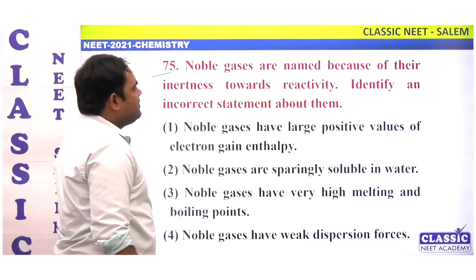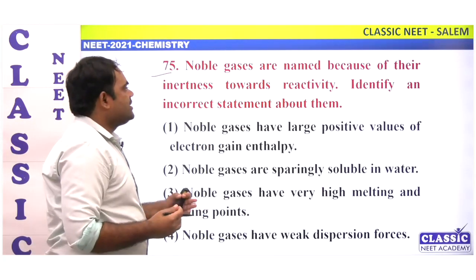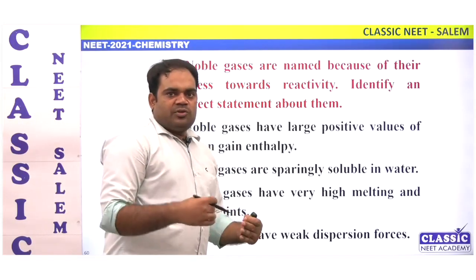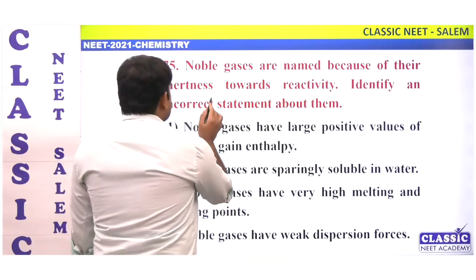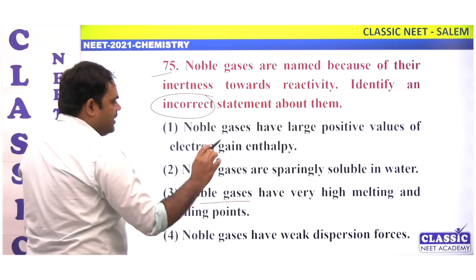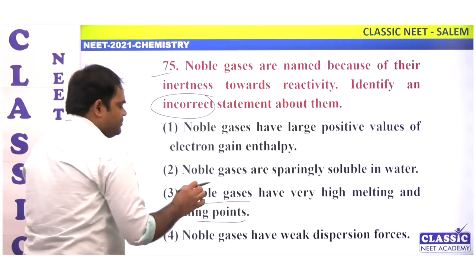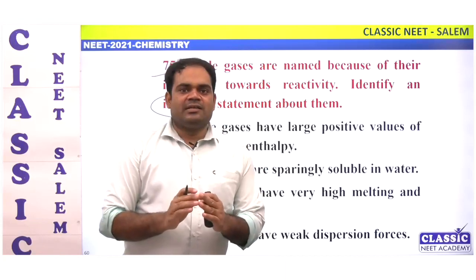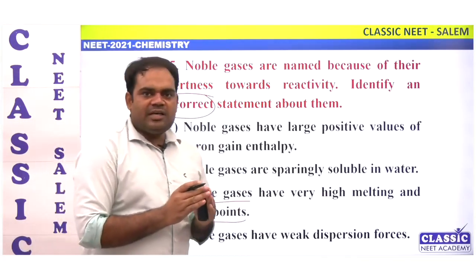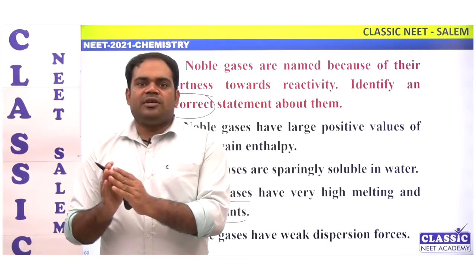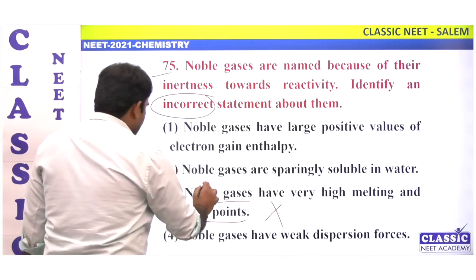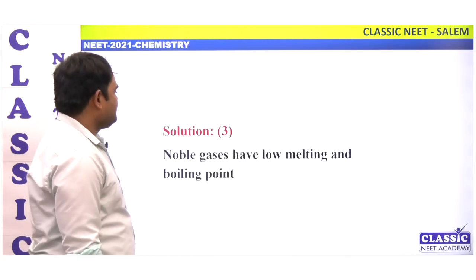Noble gases are named so because of their inertness towards reactivity. Identify an incorrect statement about them. So here we have to identify which one is the incorrect statement. Noble gases have a very high melting point and boiling point. Actually, noble gases have very low melting and boiling points, because they are bonded through weak van der Waals force. So that is the incorrect statement, and this will be the correct answer.